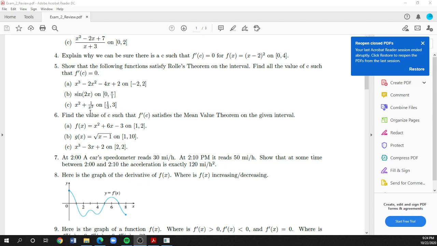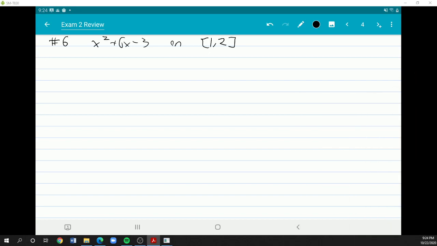So let's start with x squared plus 6x minus 3 on the interval 1, 2. So here's what we're trying to test. So first, what's the average rate of change? That's f of 2 minus f of 1 over 2 minus 1 equals, plug in, you get 4 plus 12 is 16, minus 3 is 13, minus 1 plus 6 is 7, minus 3 is 4, over 1 equals 9.